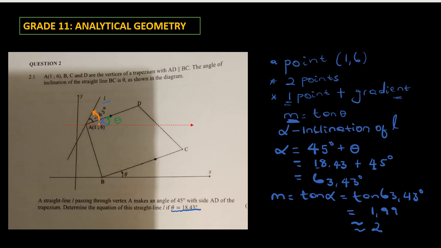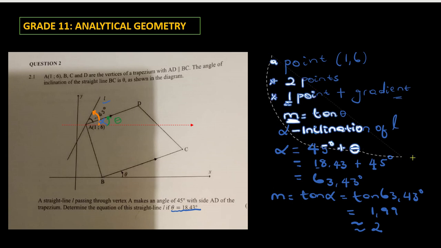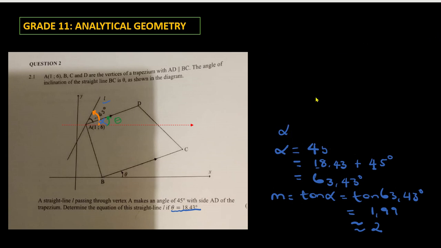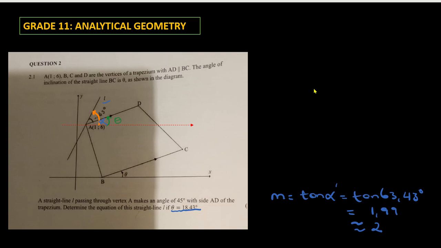Let me just take out all the stuff at the top, so that we have a bit of space to work, and you'll see that the straight line formula can now be determined. So we have m equals 2, and we have a point on the line which is 1, 6.